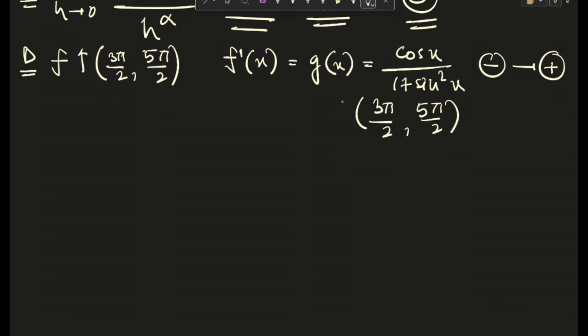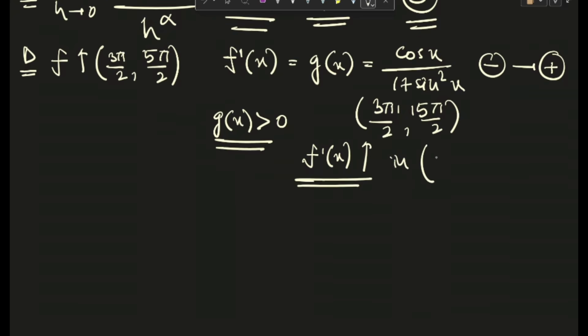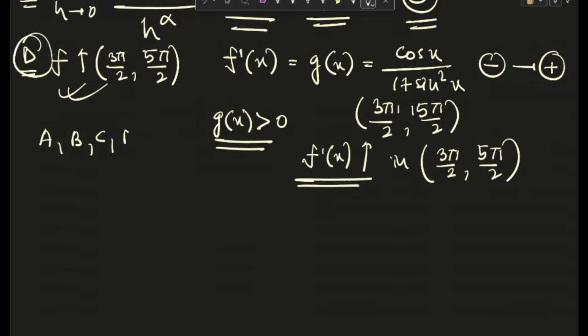So in this particular thing, if we check at the two endpoints, you can take two intermediate points also and check. I basically did it at the endpoints because that's pretty simple. So g of x is actually coming to be greater than 0 in this interval. So basically f dash x is increasing in 3 pi by 2 to 5 pi by 2. So I guess our option D is also correct. So pretty universal question. A, B, C, D, all options are correct for this question.